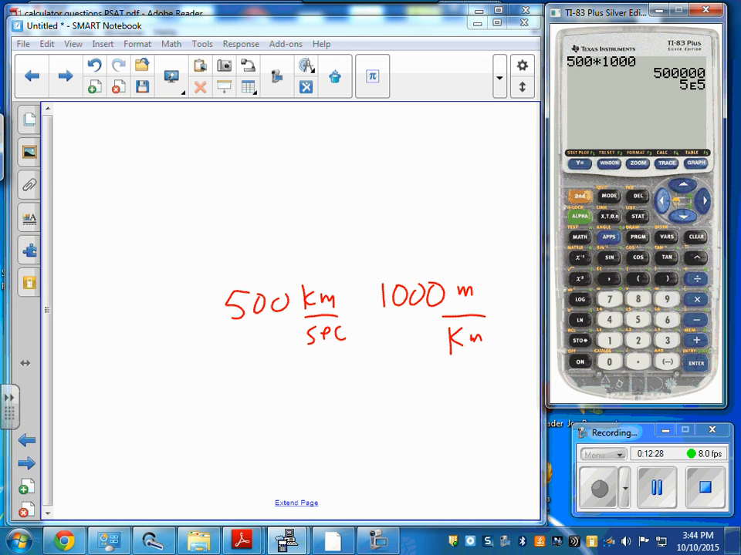And so you see 5, E5. The E means the exponent. So this is 5 times 10 to the 5th. Choice B.